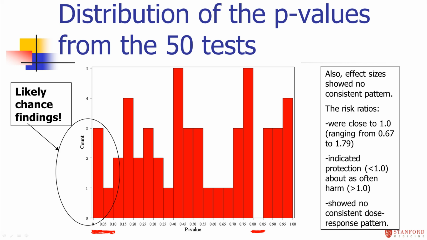About half were below 1 and about half were above 1. So that's, again, a pattern that's consistent with chance. There was no dose response pattern when they looked at the level of caffeine. So all of these things imply that it's almost certain that those significant p-values were just purely chance findings, and you'd actually expect to get a few significant p-values just by chance here.